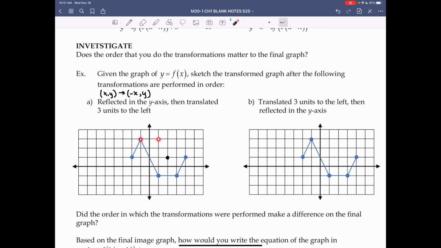Next point has an x value of 1, reflected across the y-axis, and we get negative 1 for x. Then we have an x value of 3, reflect that across the y-axis, and we get an x value of negative 3. And finally, an x value of 4 reflected across the y-axis gives us an x value of negative 4. And we can join those points together.